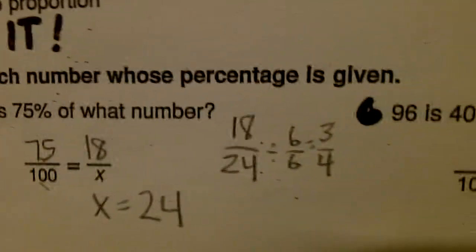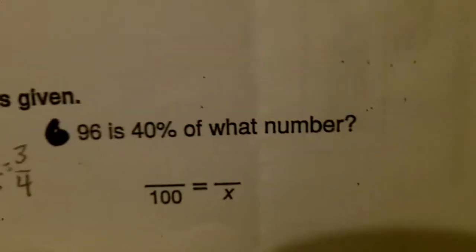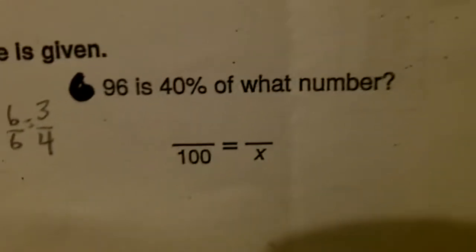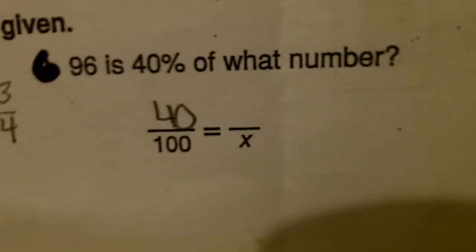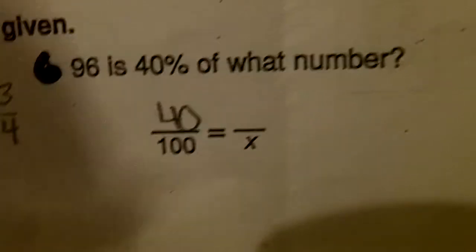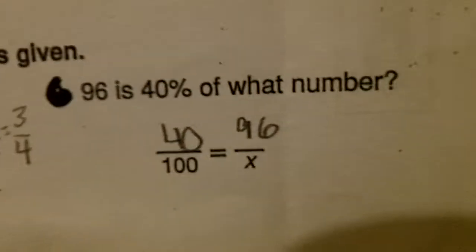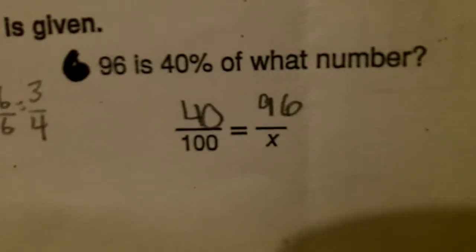Let's look at one more today. 96 is 40% of what number? Going to put in my 40 over 100 there for the percent. And my is number is 96. So now I need to cross multiply and divide. I'm going to do 96 times 100, which is 9,600. And I'm going to divide by 40.